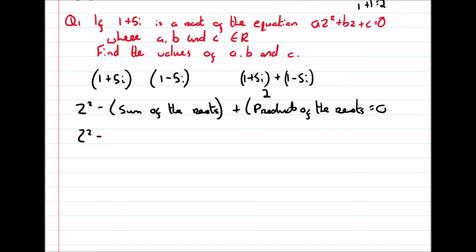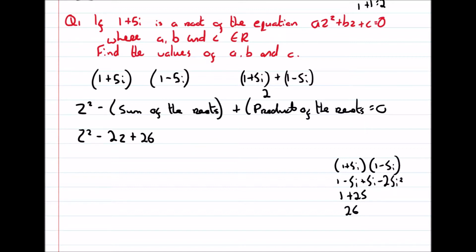Okay, so it's minus 2z, and then plus the product of the roots. So I'll do it down here. 1 plus 5i times 1 minus 5i, and we get 1 times 1 is 1, plus 5i minus 5i, minus 25i squared, which is 1 plus 25, which is 26, plus 26 equals 0. So there is the equation.